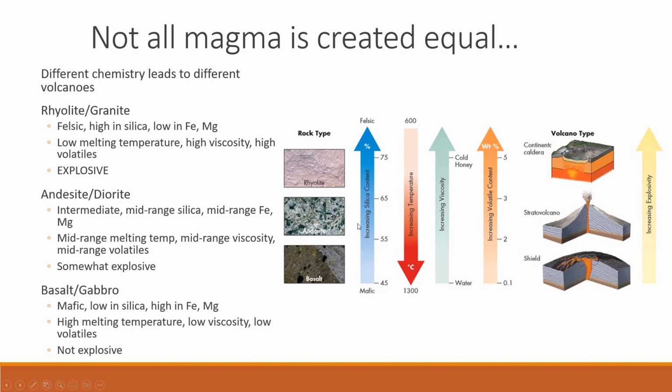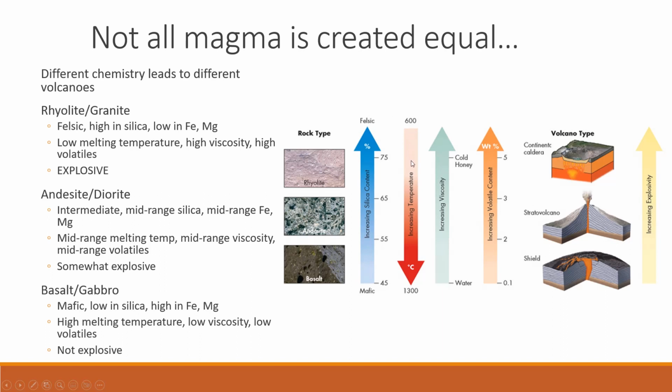So this image is showing us the relationship of felsic to mafic. So towards the top we're more felsic, towards the bottom we're more mafic. The blue arrow is the silica content, so we have the highest silica content in the felsics.